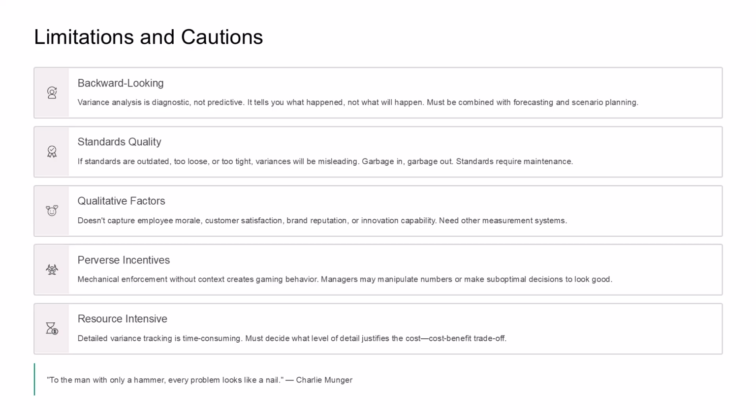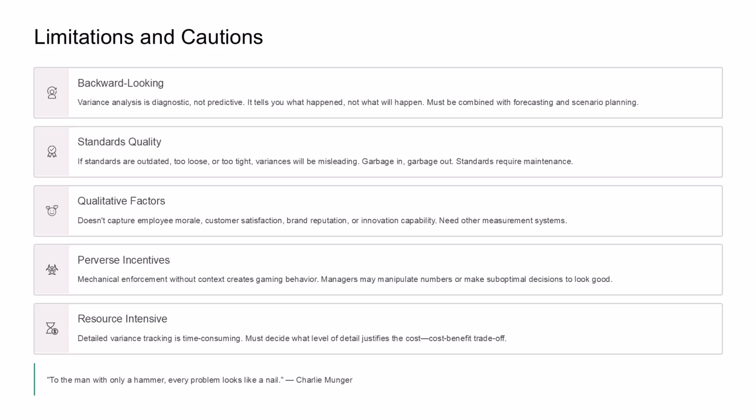Second, variance analysis depends on the quality of your standards. If your standards are outdated, too loose, or too tight, your variances will be misleading. Garbage in, garbage out. Standards require maintenance and validation. Third, variance analysis focuses on what can be quantified and measured. Some of the most important factors in business performance are qualitative: employee morale, customer satisfaction, brand reputation, innovation capability. Variance analysis doesn't capture those directly. You need other measurement systems for that.